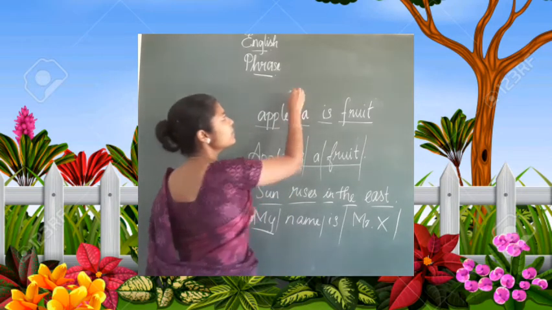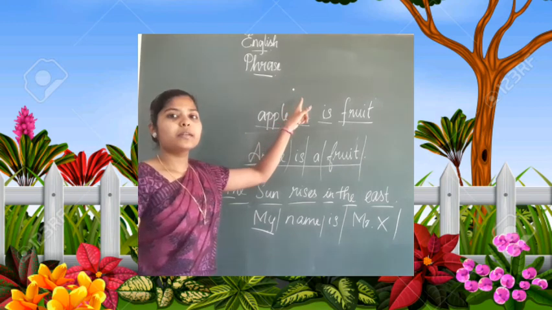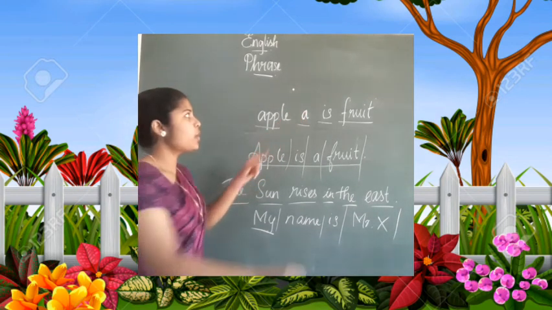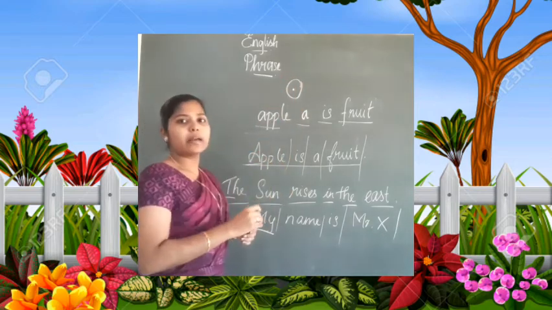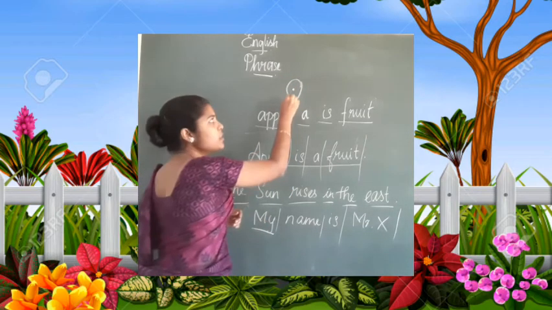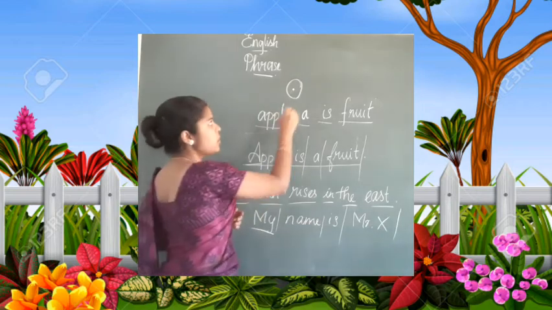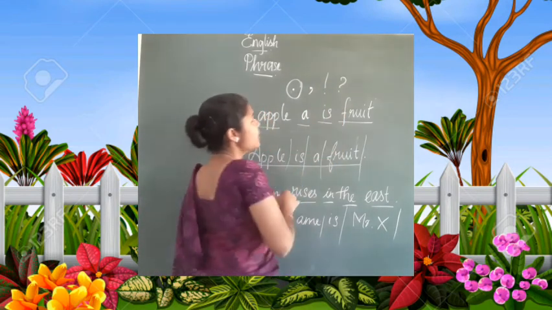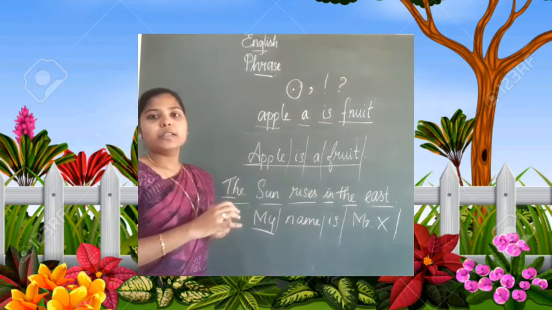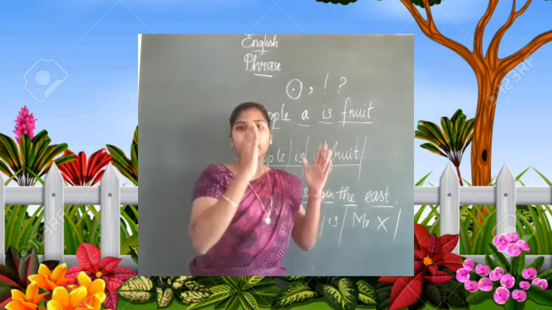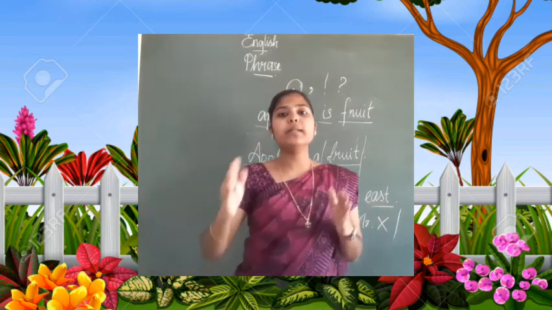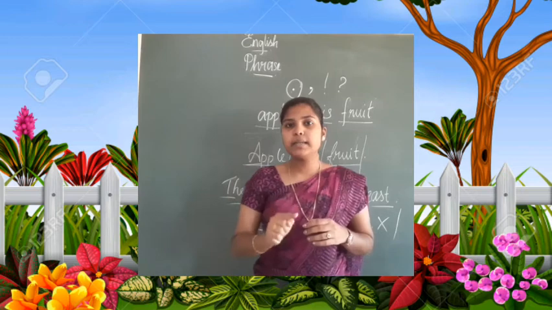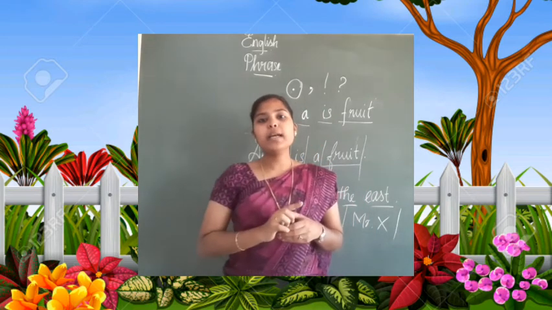What is the meaning of period? This is usually what we call a full stop. This is what is called period. Period means full stop. Full stop or comma or exclamatory mark. So these are the punctuations. A sentence will begin with a capital letter and end with punctuation marks like full stop, period, question mark or exclamatory symbol.